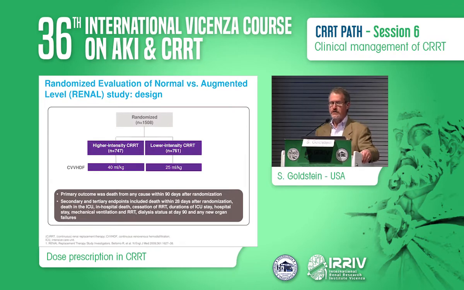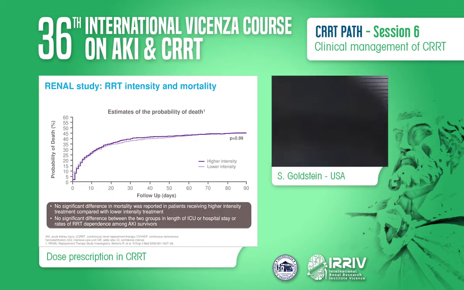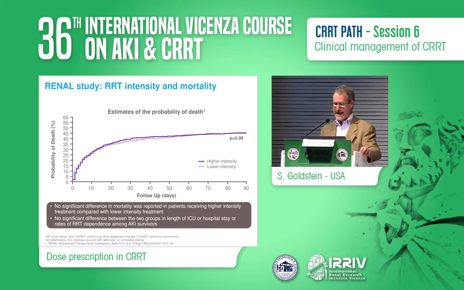The RENAL study just looked at CVVHDF out of Australia and New Zealand, comparing higher intensity and lower intensity CRRT. And the comparison here was a little different than ATN. Lower intensity CRRT was 25 mils per kilo per hour, and the higher intensity group was at 40 mils per kilo per hour. And the primary outcome here was death from any cause within 90 days after randomization, and there were a number of secondary endpoints as well. Similar to the ATN study, there was no difference with respect to mortality and RRT intensity. So patients who received the higher intensity CRRT did not have better survival.